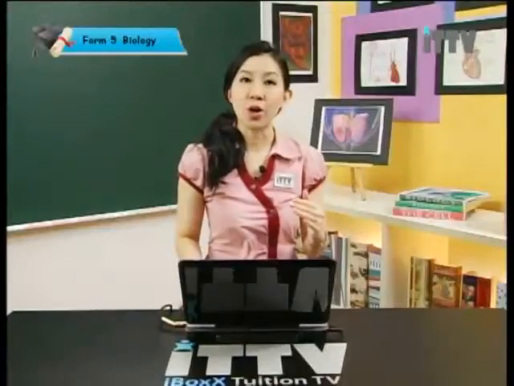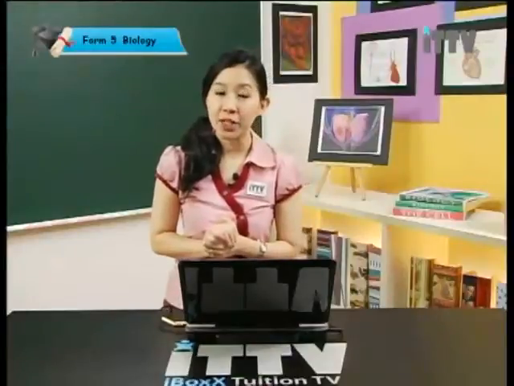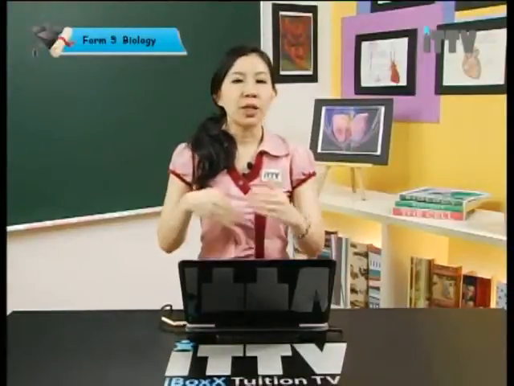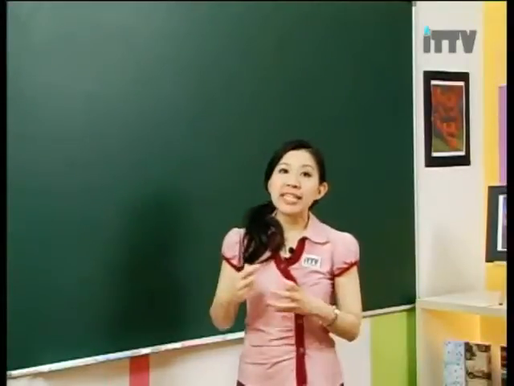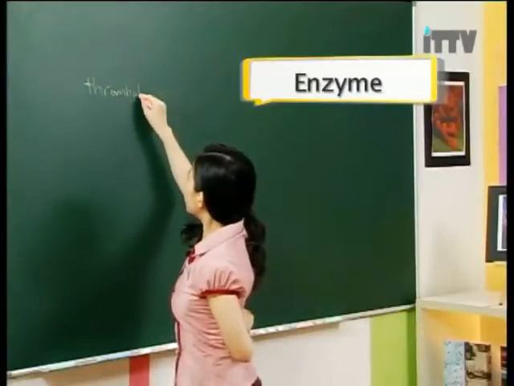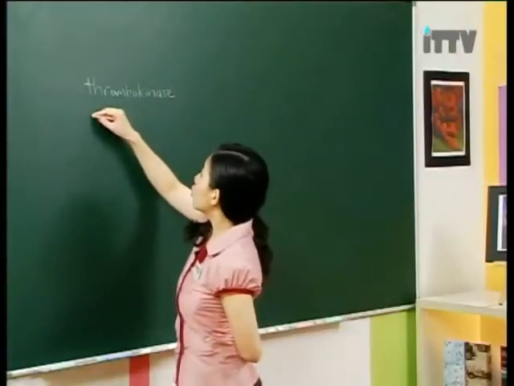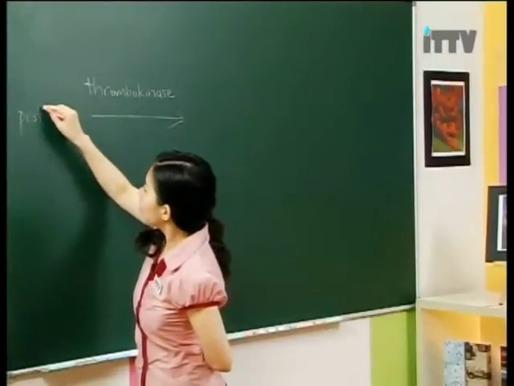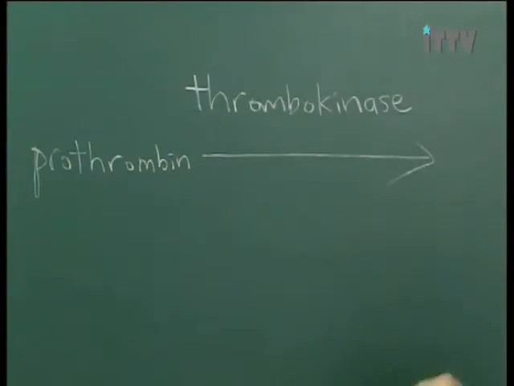So what are these series of reactions? This is a point that you have to understand because it can be quite complicated. Now, to aid your understanding, let me move to the board to show you the blood clotting mechanism. So the platelets and damaged tissue will release an enzyme known as thrombokinase. Okay, this is released by the platelets, and thrombokinase will actually convert inactive prothrombin to active thrombin. Okay.